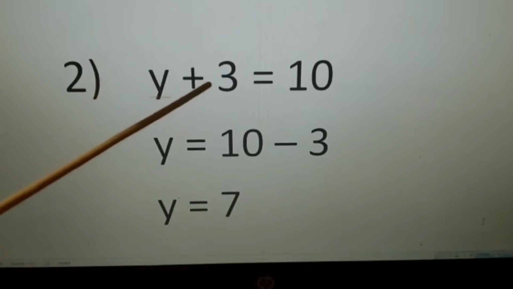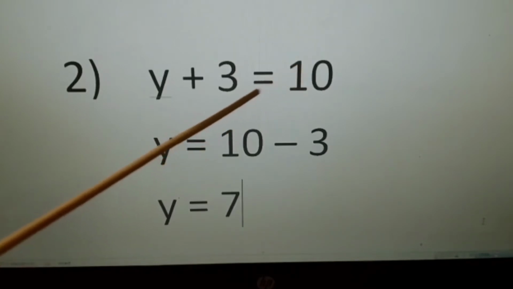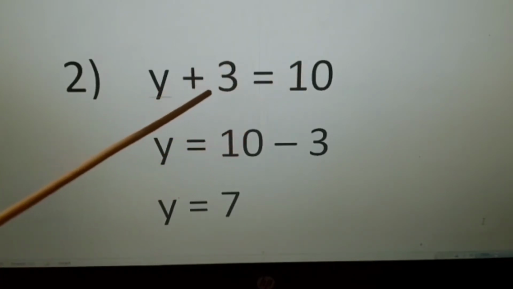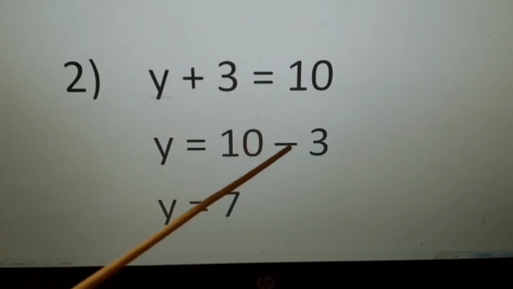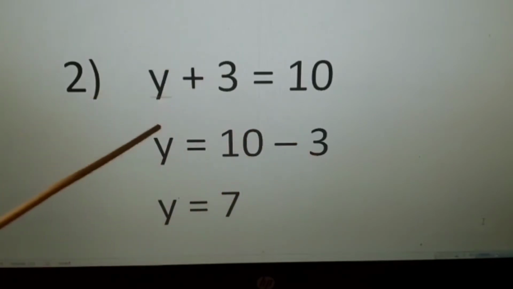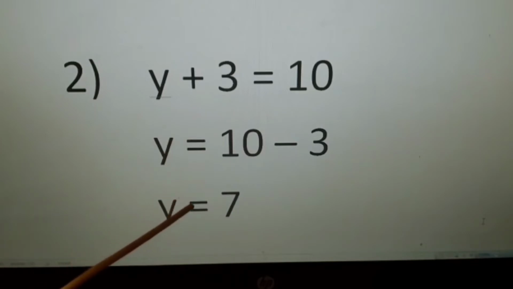Second question is y plus 3 equals 10. What do we have to find? We have to find the value of the variable, that is the value of y. To keep y on the left side of the equal sign, write this 10 here and bring plus 3 to the right side of the equal sign. It will become minus 3. That is y is equal to 10 minus 3. Then y is equal to 7. So the value of y is 7.